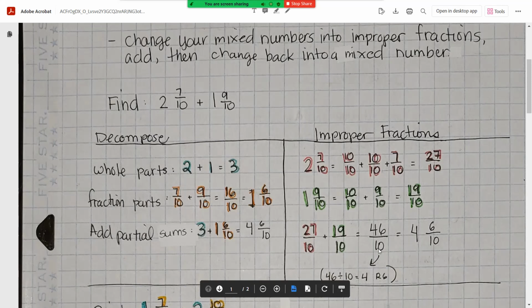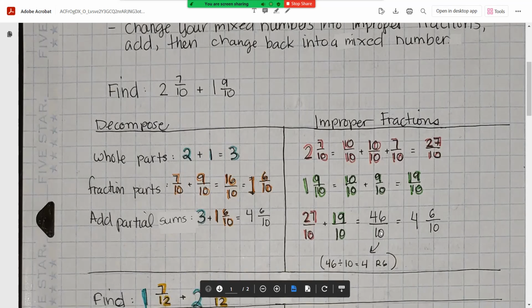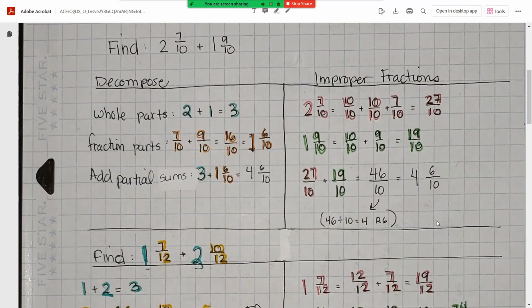That's our answer. Now, if we want to rewrite this as a mixed number, we're going to look at how many groups of 10 go into 46. So 46, if you divide it by 10, you're going to get 40, right? With a remainder of 6. So 4, remainder 6. 4 times 10 is 40, plus 6 more parts. So 4 whole plus 6/10 remaining. You can see that we reached our same answer both ways. It's just a different strategy to use.